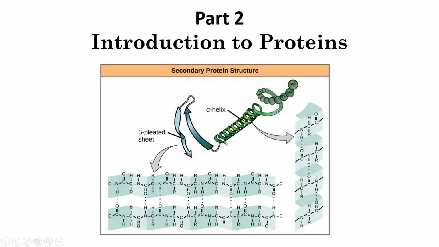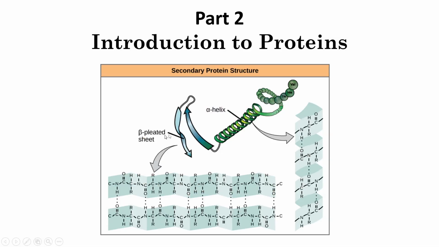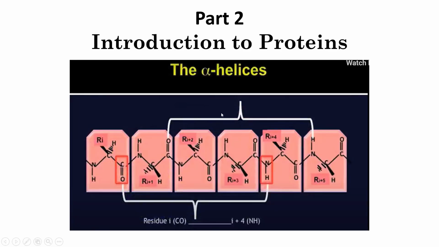So these are the secondary structures, which are the alpha helical structure or the beta pleated structure. So they don't form randomly. There is a way of forming beta pleated and alpha helical structures. So we'll talk about how exactly these alpha helical and beta pleated structures can be formed. So this is about the alpha helix.